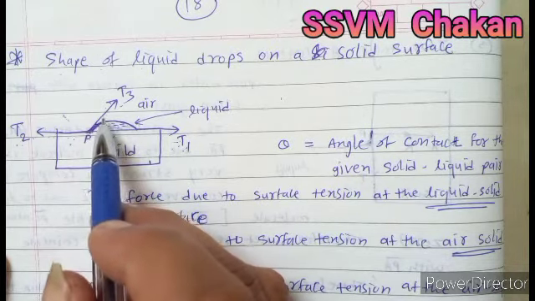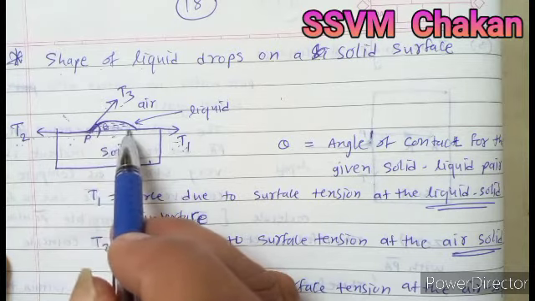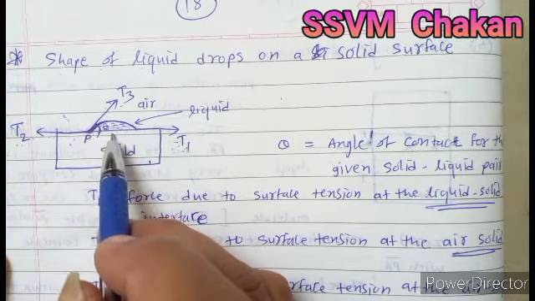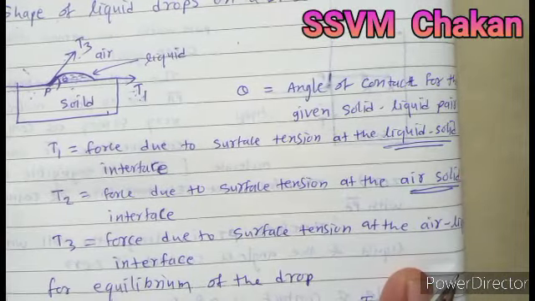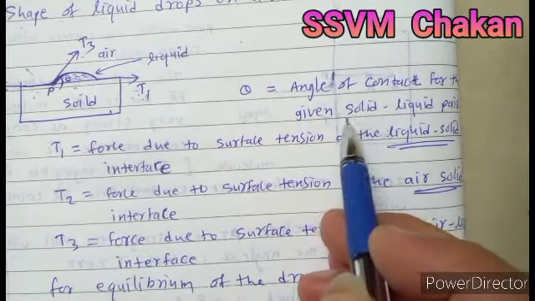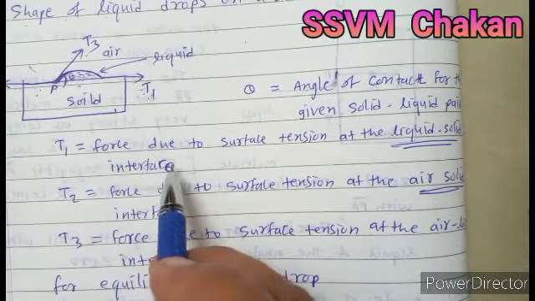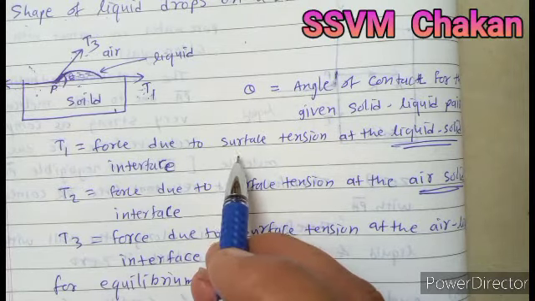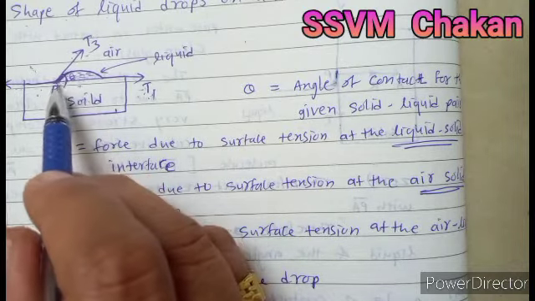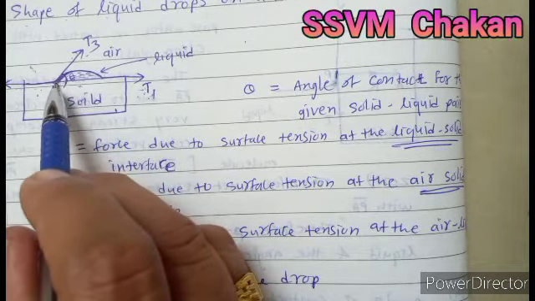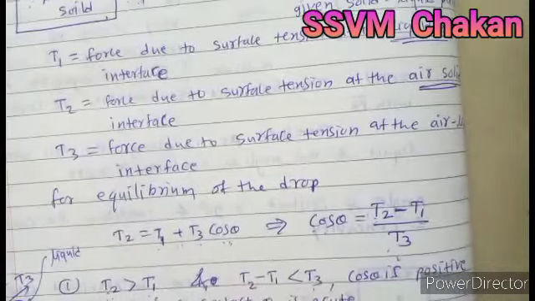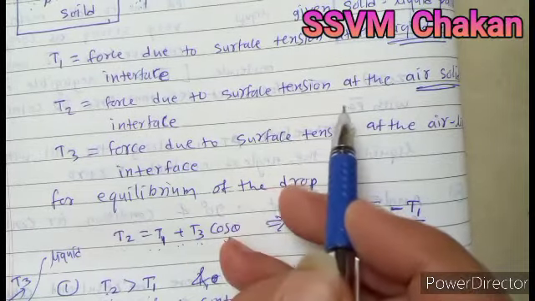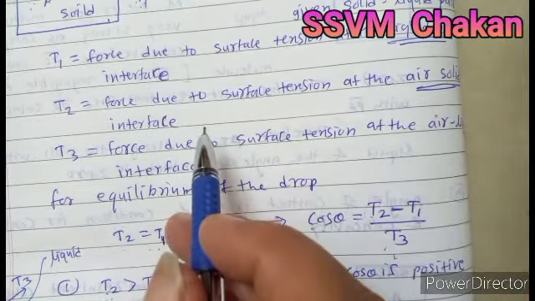The angle of contact between T3 and the surface between the liquid and solid is theta, called the angle of contact for the given solid-liquid pair. T1 is the force due to surface tension at the liquid-solid interface. Because of the liquid's surface tension, the force acting in the inward direction is T1. What is T2? The force due to surface tension at the air-solid interface.